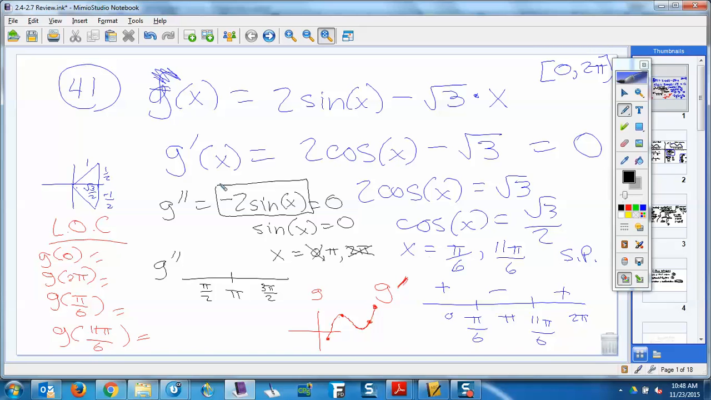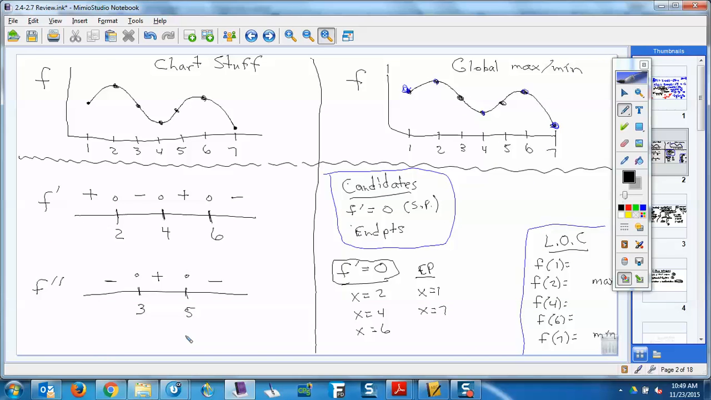So I put in pi halves. What's sine of pi halves? Times negative 2, negative. For 3 pi halves, sine of 3 pi halves is negative 1 times negative 2. So what does that tell us about g? It's switching from concave down to concave up. So we do have an inflection point at pi, and that's what you would say, because that shows g double prime switches negative to positive. G is switching concave down to concave up. So all the chart stuff is there, and then global max min is just that list of candidates.